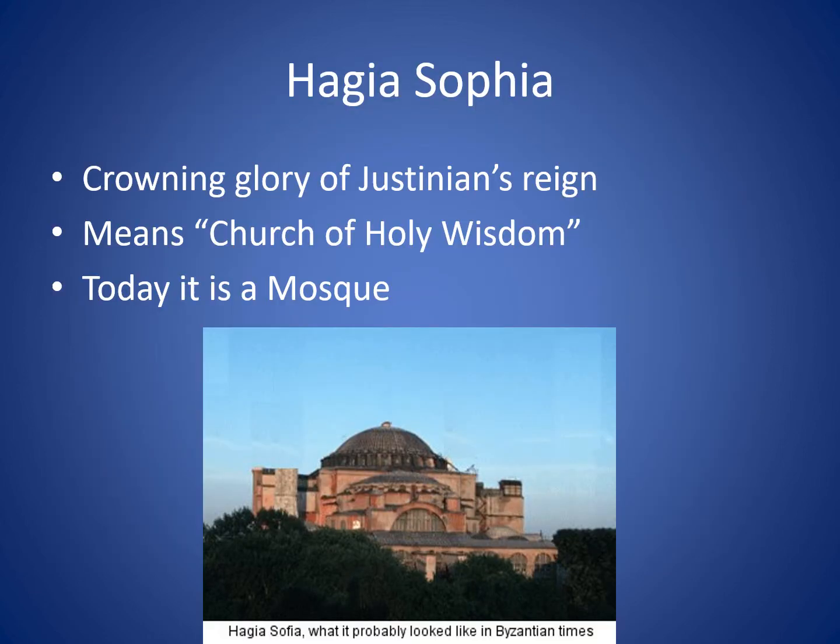So we said that Justinian beautified Constantinople, his capital. And one of the things that he was known for building would be churches. And the most famous church is the Hagia Sophia, which means Church of Holy Wisdom. It was considered the crowning glory of Justinian's reign.